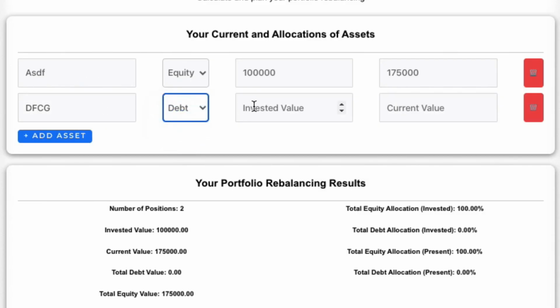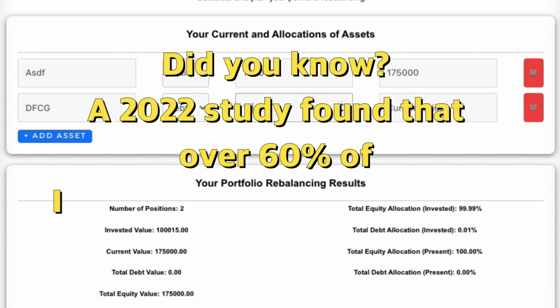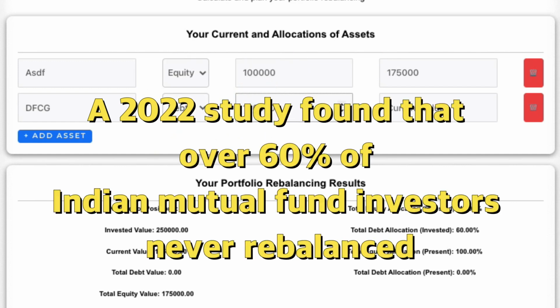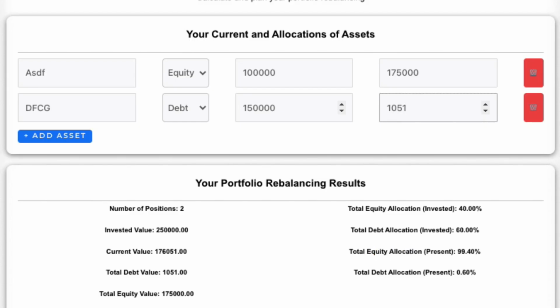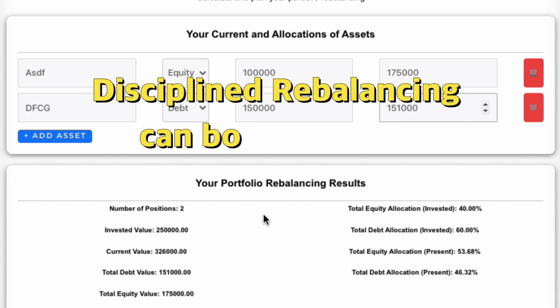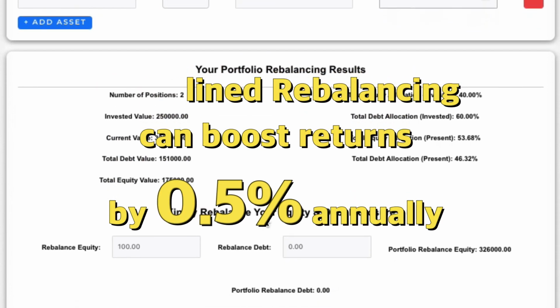Why rebalancing matters? Did you know? A 2022 study found that over 60% of Indian mutual fund investors never rebalanced, costing them better returns and exposing them to unnecessary risk. Meanwhile, research shows that disciplined rebalancing can boost returns by 0.5% annually.